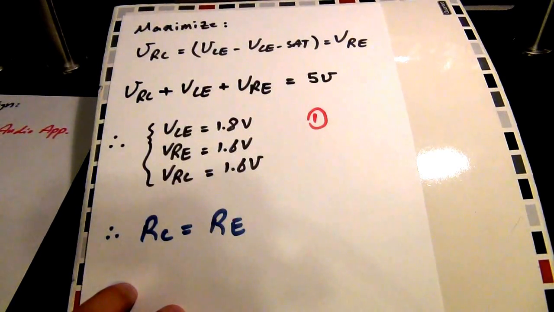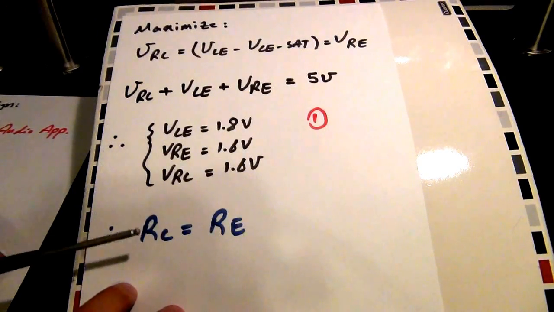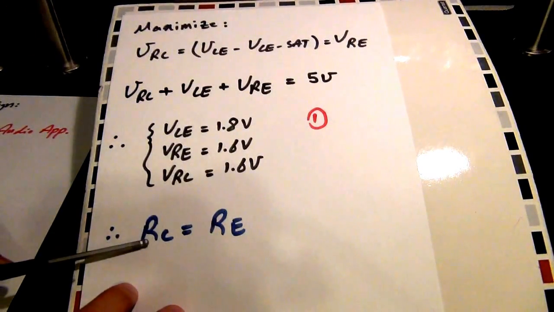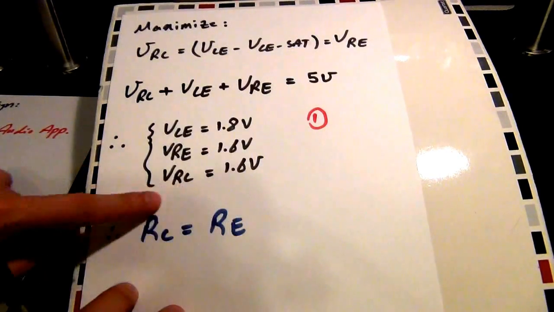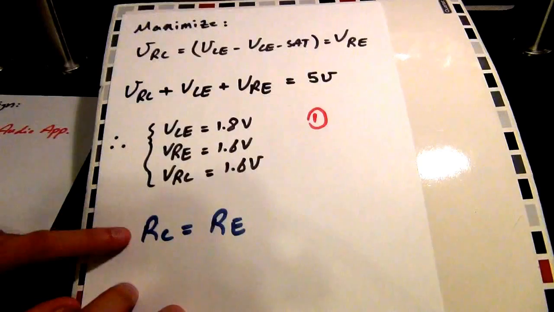It may sound obvious, but we now know exactly how we need to distribute our voltages in order to get the most from our biasing as well as the most from our signal swing. So based on everything I've said so far, all we've done is narrow down the resistor in the collector to be equal to the resistor in the emitter. Now, this is the first time we actually have a restriction on our components.